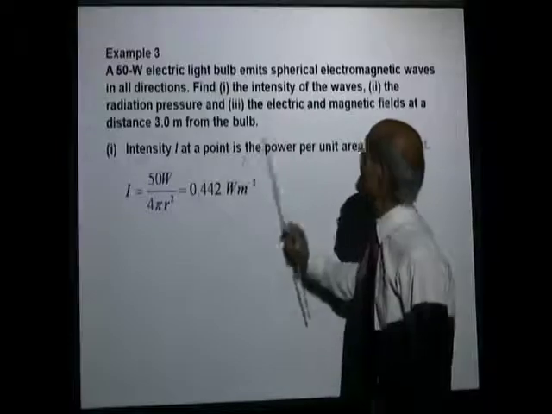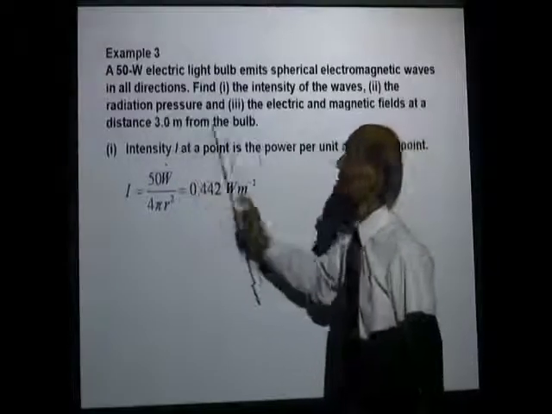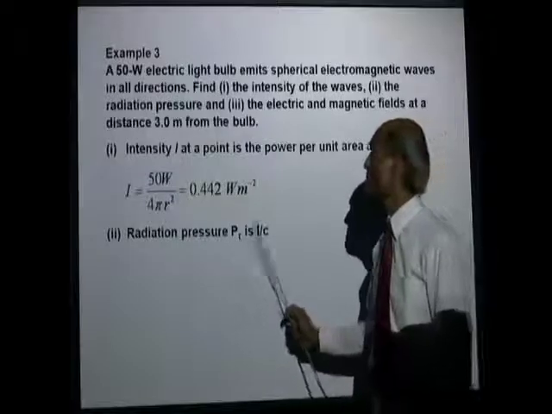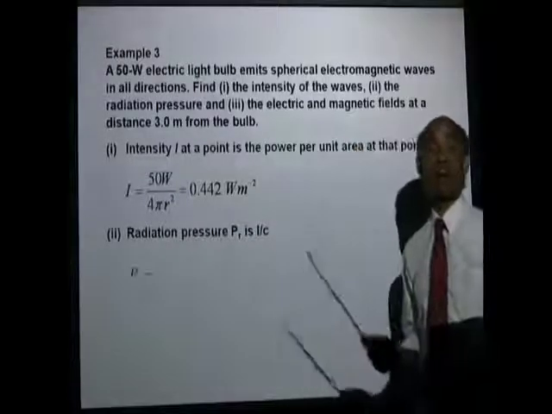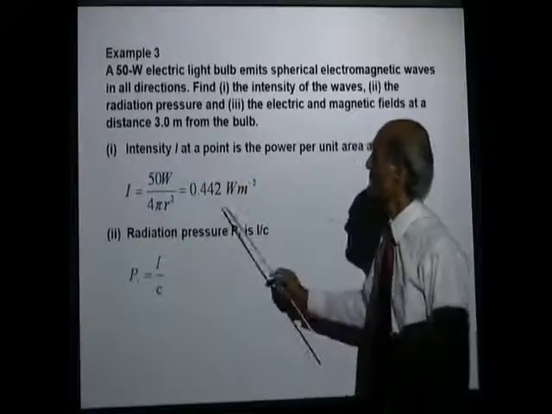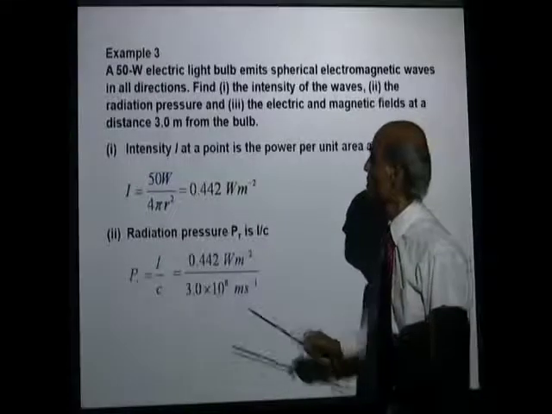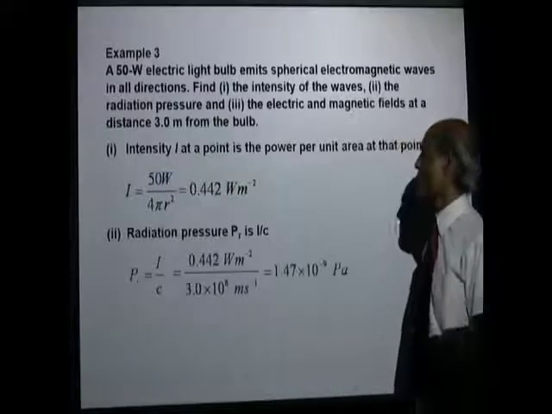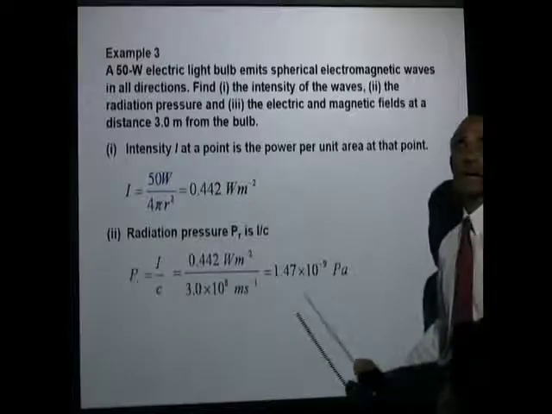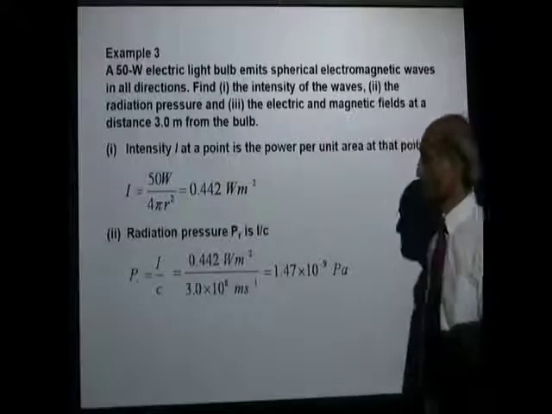Once you know the intensity, we can find the radiation pressure. What's the definition of radiation pressure? Radiation pressure is intensity divided by C. So P sub R is I divided by C, and we know those values. That gives you 1.47 times 10 to the negative 9 Pascal as the radiation pressure.